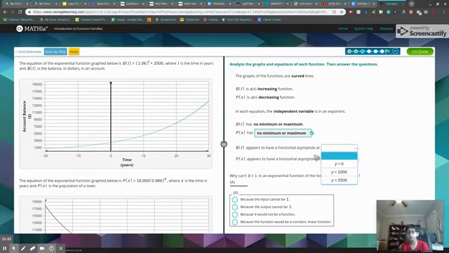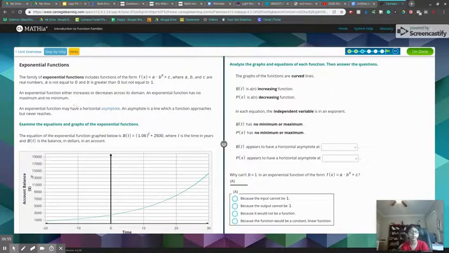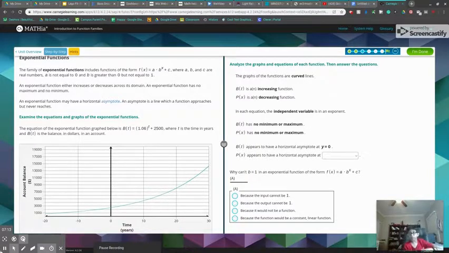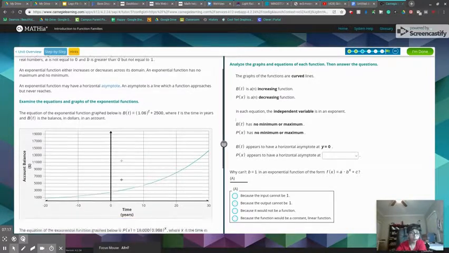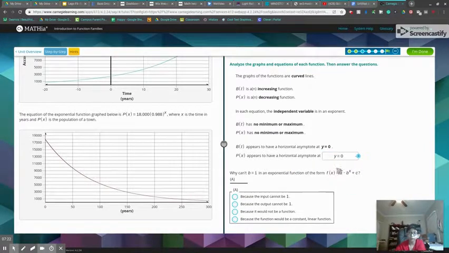So b of t appears to have a horizontal asymptote. I don't know what that means. Maybe they'll say it here somewhere. An exponential function may have a horizontal asymptote. An asymptote is a line which a function approaches but never reaches. So an asymptote is like what it's going towards, but it'll never reach. So b of t is never going to reach 0, and b of x is never going to reach 0 either.